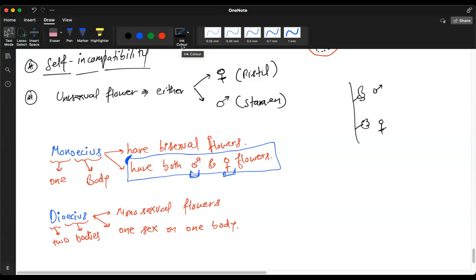But I understand what you're saying. It's not like anyone can just go and do emasculation. Yeah, you need some practice.